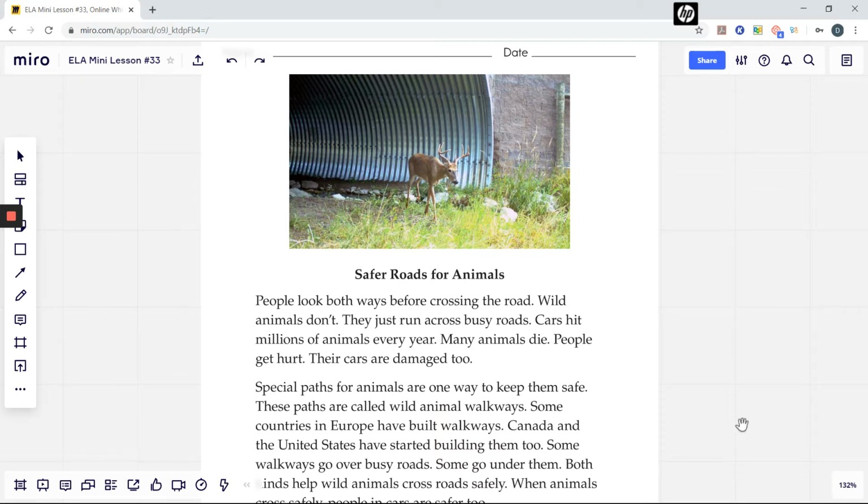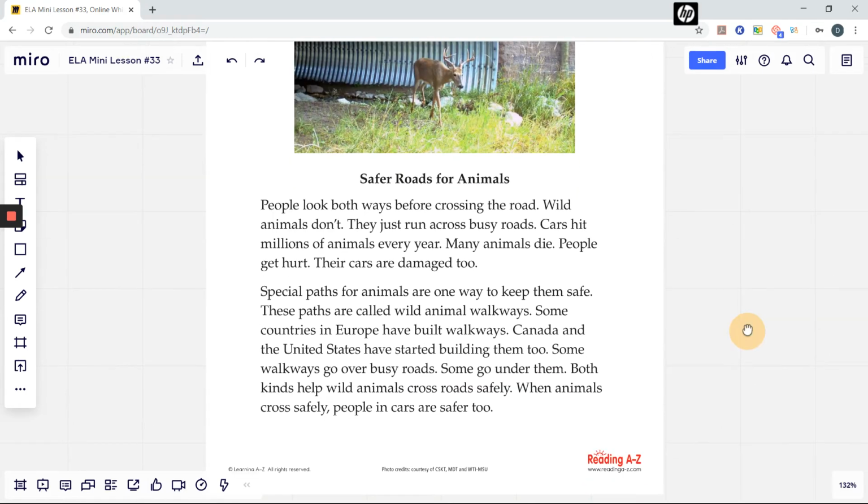Special paths for animals are one way to keep them safe. These paths are called wild animal walkways. Some countries in Europe have built walkways. Canada and the United States have started building them too. Some walkways go over busy roads. Some go under them. Both kinds help wild animals cross roads safely. When animals cross safely, people in cars are safer too.